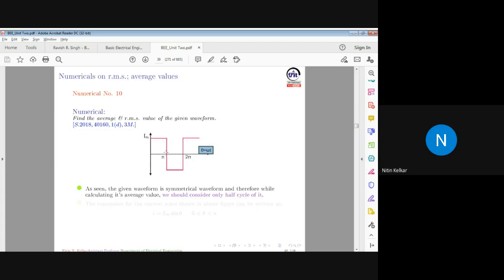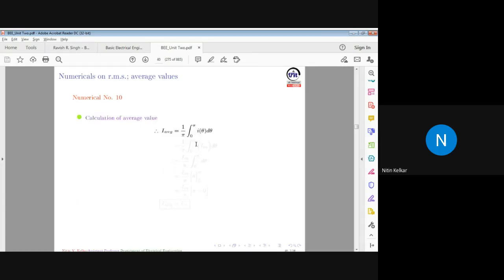While calculating the average value for this waveform, I have to substitute the expression for I of theta. As it is a symmetrical waveform, we consider only the half cycle, and therefore I have written it accordingly. It is 1 upon the time period required to complete the half cycle, so it will be 1 upon pi, integration from 0 to pi of I of theta d theta. Now I of theta, as we just wrote, is equal to Im, and we have to solve it further. Will anyone solve it and tell me the final answer?